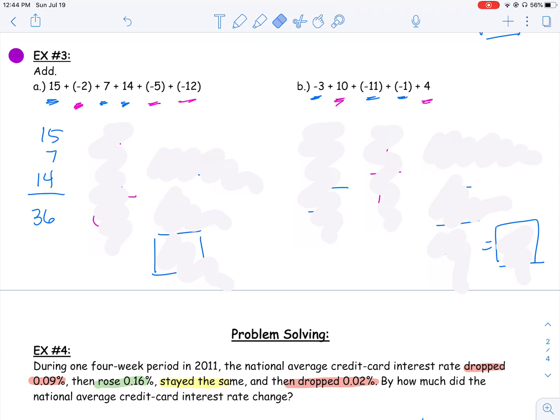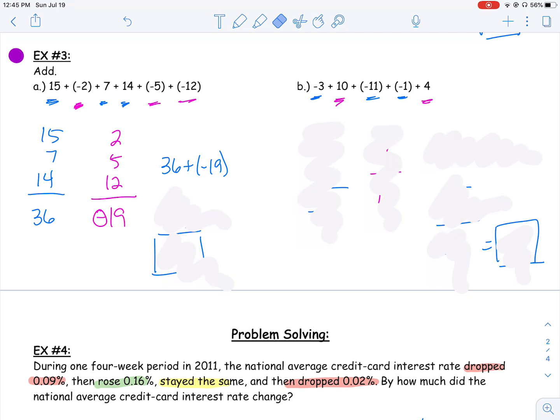Then I'm going to take all my negative numbers together and add them. So negative 2, negative 5, and negative 12. If I add all of those up, 2 plus 5 plus 12, I get 19, and then I keep their negative sign, so negative 19. So really, I have a positive 36 plus a negative 19.